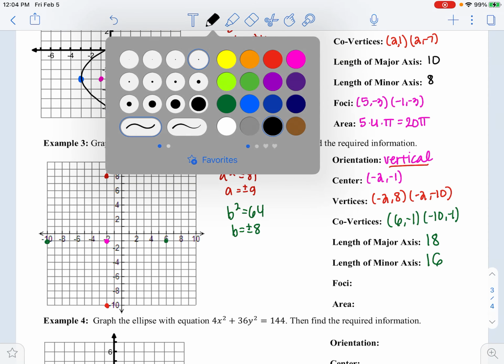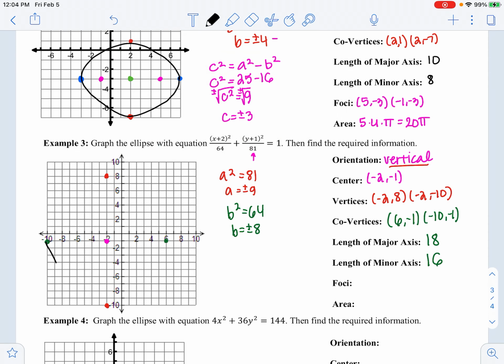I'm going to go ahead and connect my points to form my ellipse. Now, when you're graphing this one, you might be saying to yourself, it's really close to a circle, right? Oh, that was ugly. It's really close to a circle. And it is, you're right.